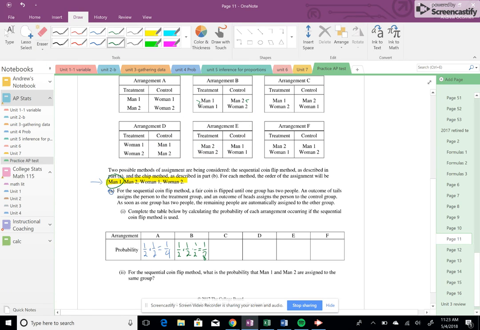So moving on, starting over again, man 1 in arrangement C, 1/2. Man 2 into the control group is 1/2. Woman 1 gets assigned to the control group as 1/2 again, but just like before, the control group is full, and woman 2 is automatically going to be assigned to the treatment. 1/2 to the third is 1/8.